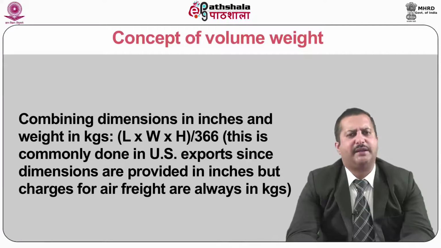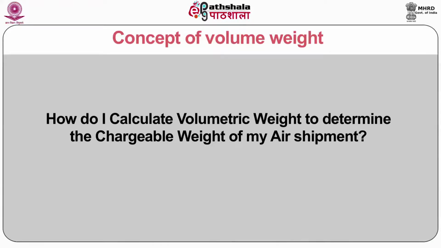Combining dimensions in inches and weights in kgs, that is L x W x H divided by 366. This is commonly done in US exports since dimensions are provided in inches but charges for air freight are always in kgs. How do I calculate volumetric weight to determine the chargeable weight of my shipment?